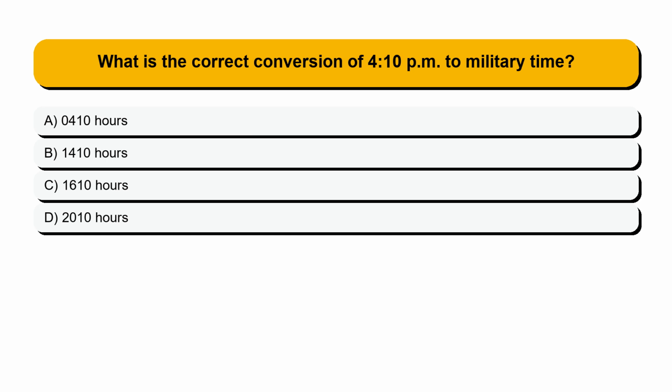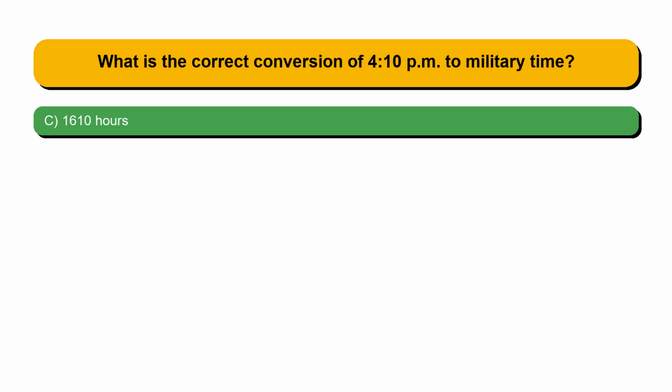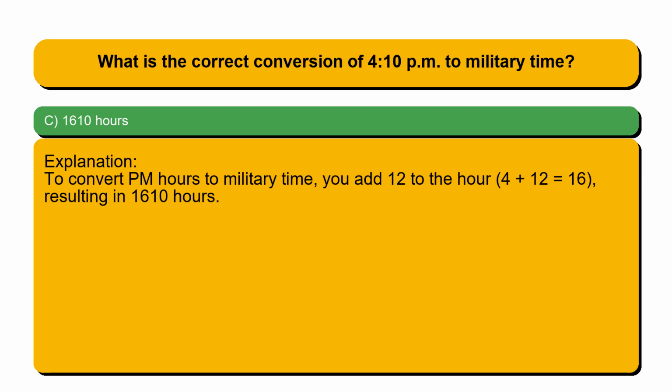Question 35. What is the correct conversion of 4:10 p.m. to military time? Option A is 0410 hours. Option B, 1410 hours. Option C, 1610 hours. Option D, 2010 hours. The correct answer is option C, 1610 hours. To convert PM hours to military time, you add 12 to the hour. 4 plus 12 equals 16, resulting in 1610 hours.